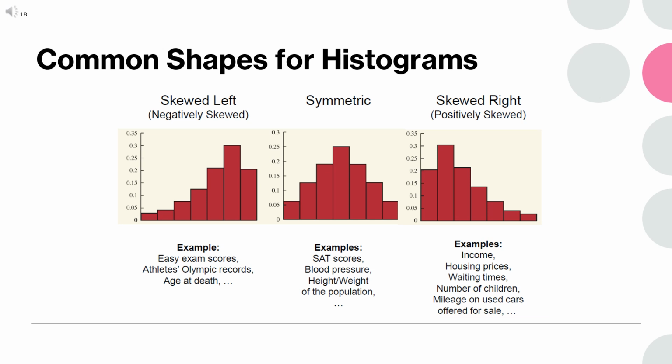A symmetric distribution is defined by its balanced shape, where the left and right sides of the distribution mirror each other. In this case, the tails on both ends are approximately equal in length, and the peak of the histogram is centered in the middle. This symmetry indicates that the data is evenly distributed around the central value.